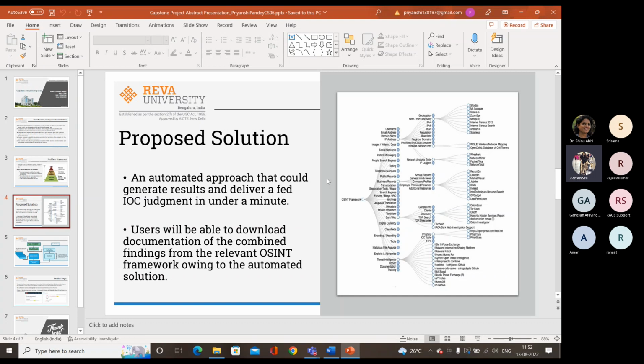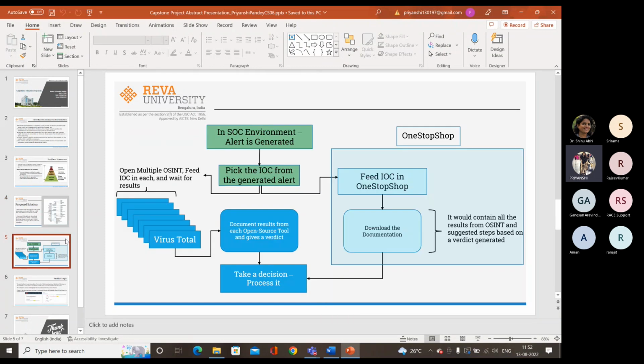So this is what it is. And on the side, there's a diagram that talks about the OSINT framework. There are multiple kinds. For example, if we look at the IP address, there are a lot of things that go into an IP address reputation check. Similarly, URL, domains, and file hashes. So that is what I have put in the proposed solution.